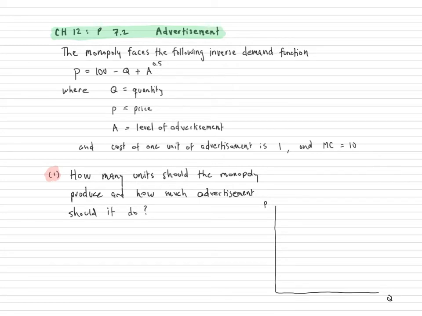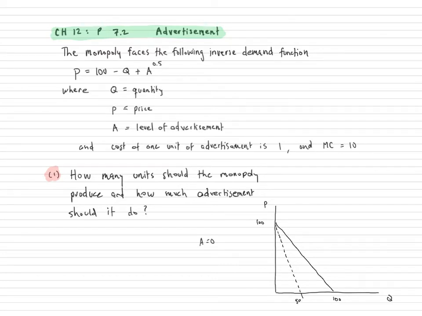So I'm going to draw a diagram to try to show you the intuition behind this kind of problem. I want to be a little bit careful here. I'm going to draw the inverse demand function when first A equals 0. If A was equal to 0, then our inverse demand function would go from 100 to 100. We would have a marginal revenue curve that would hit this edge here at 50.